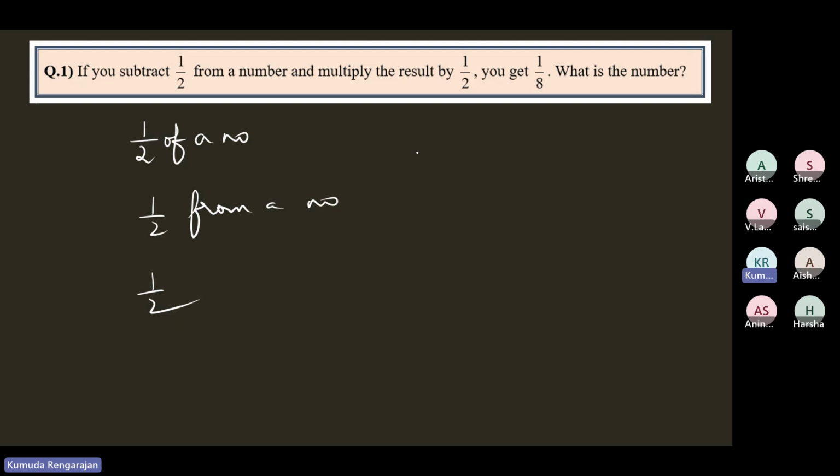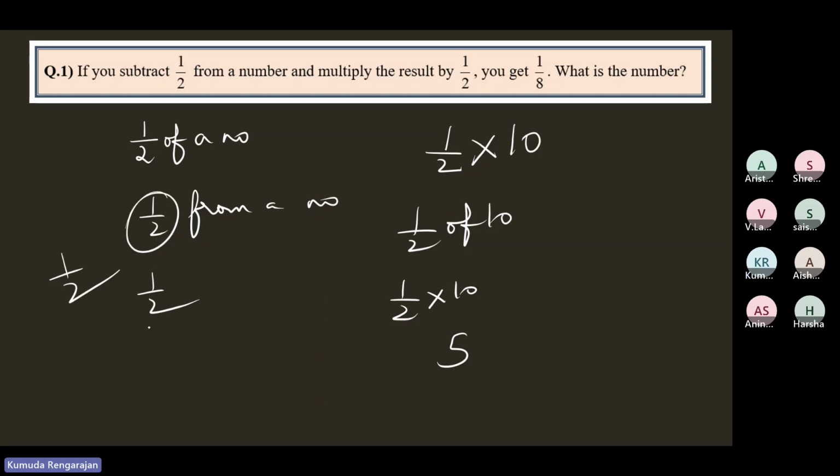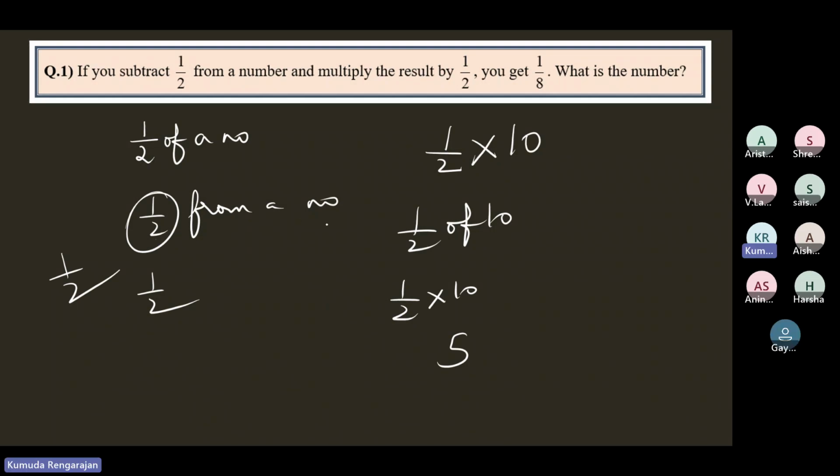Half of a number is like, what is half of 10? 5. So half of 10 means half into 10, which is 5. But when we say half from a number, it is half itself. So half from a number, when it is just half, it is only 1/2. If it is half of a number, then it is half of that number x.